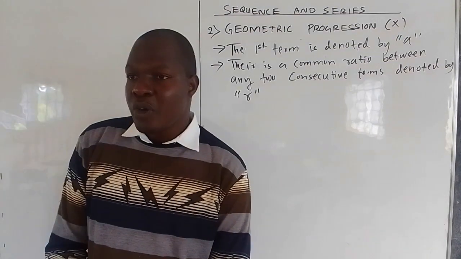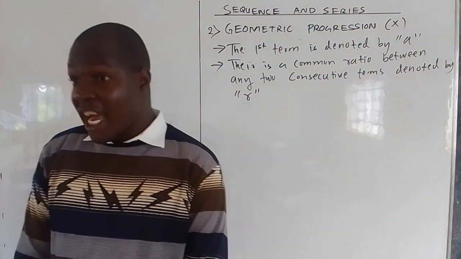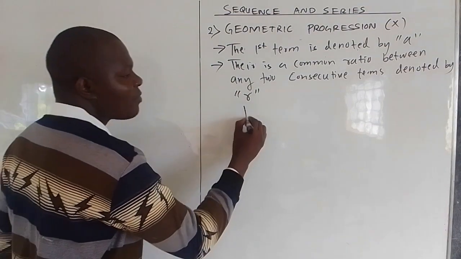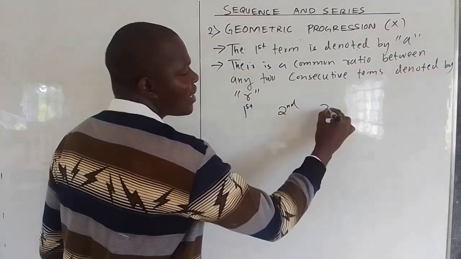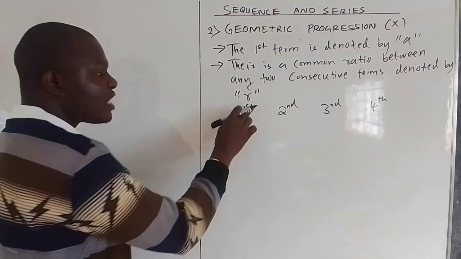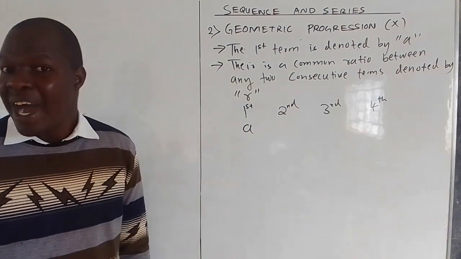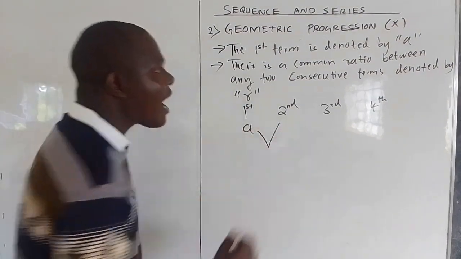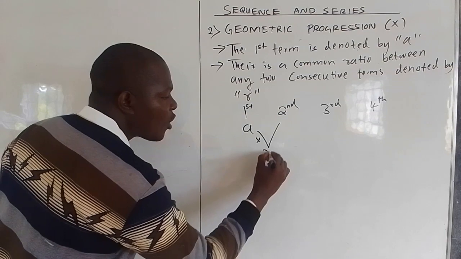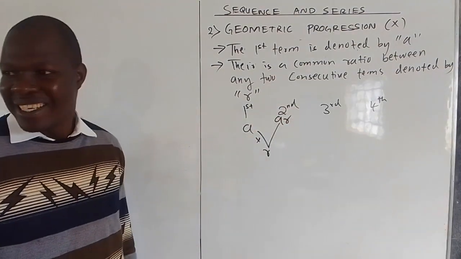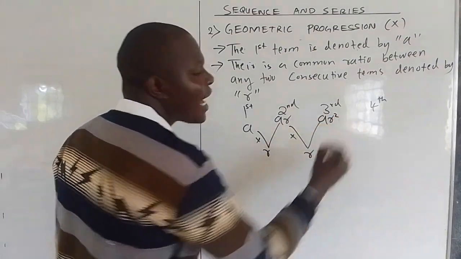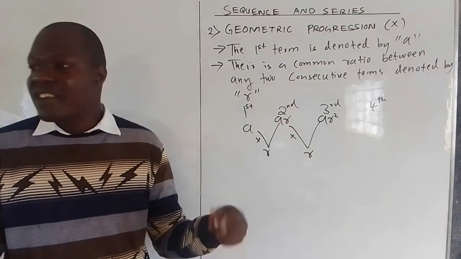So once we know that this series uses the multiplication sign, the first term is denoted by A, and there's a common ratio R between any two consecutive terms, then we can construct the series using just a few terms, even 4 terms: the first, second, third and fourth term. The first term is A. To get the next term, I multiply A by the common ratio to get AR. If I multiply AR by the common ratio again, I get AR squared, because R times R is R squared.